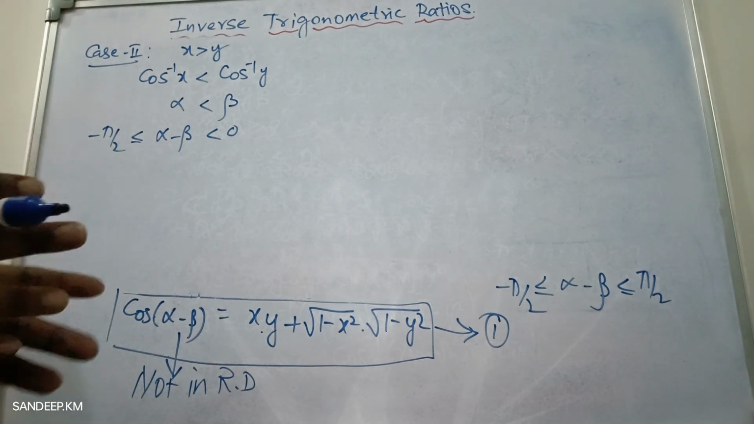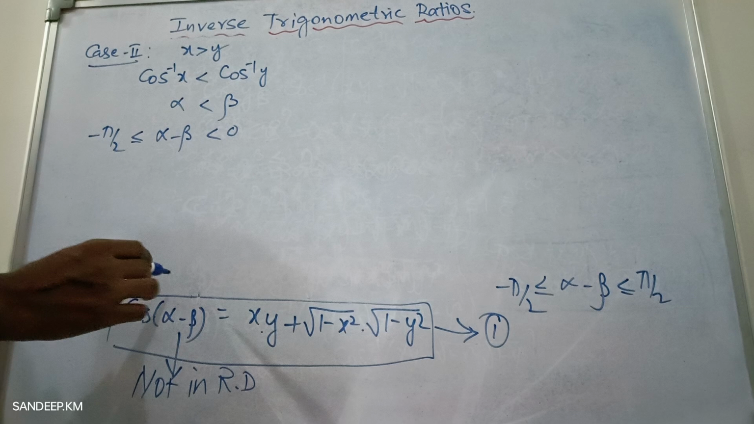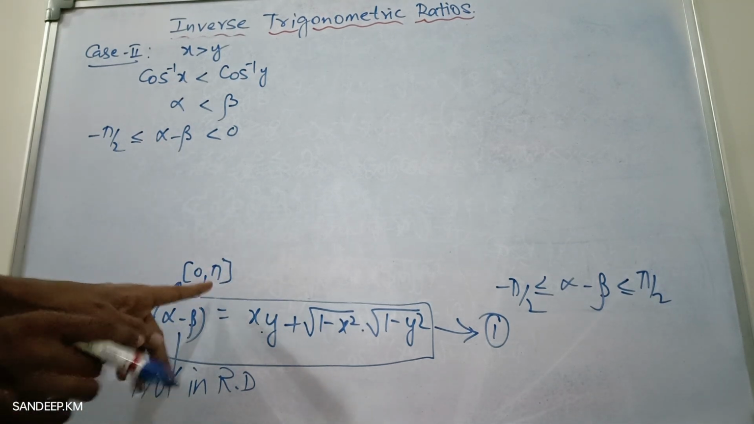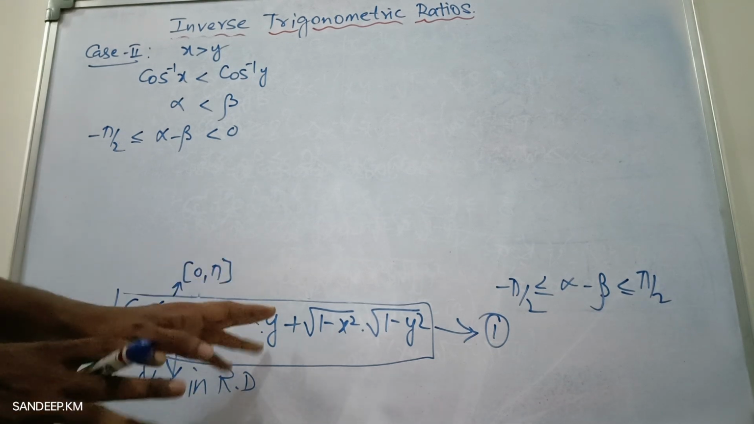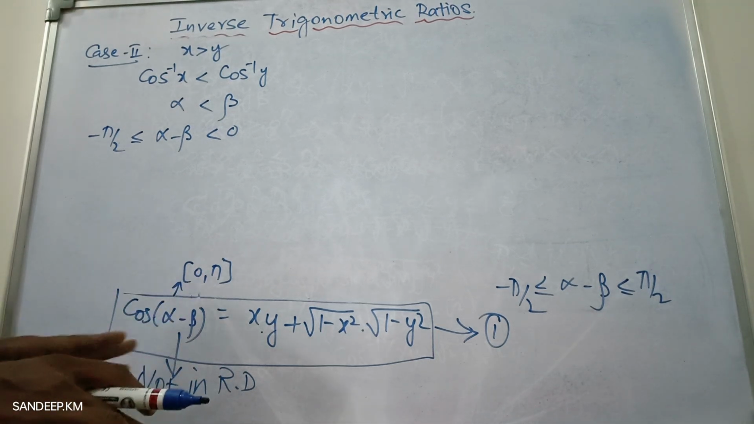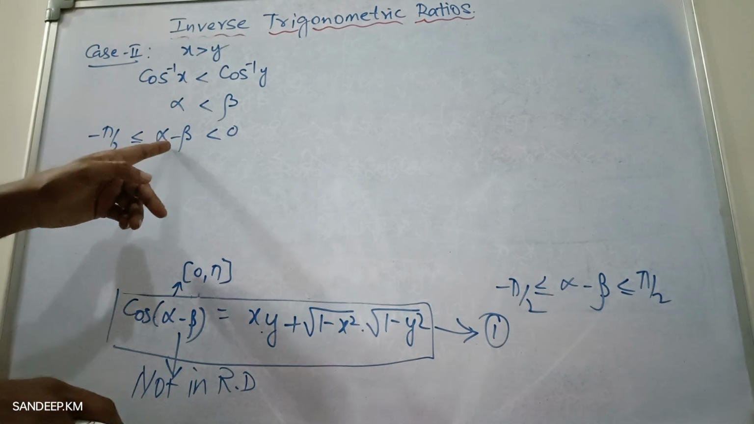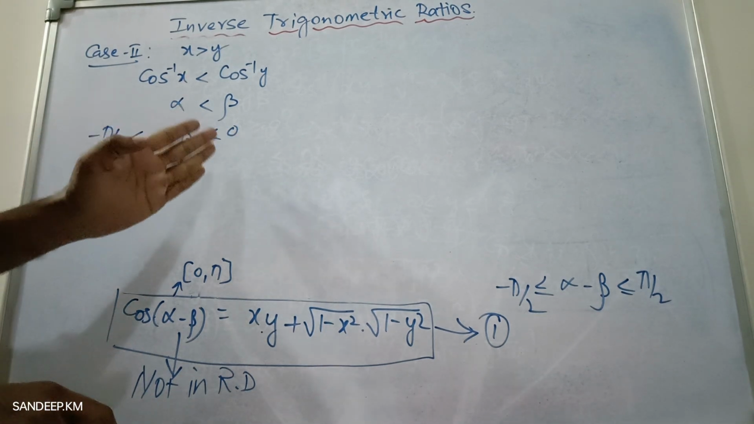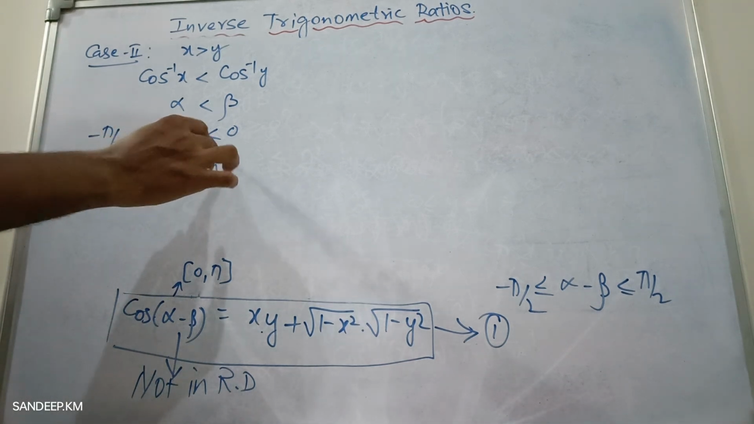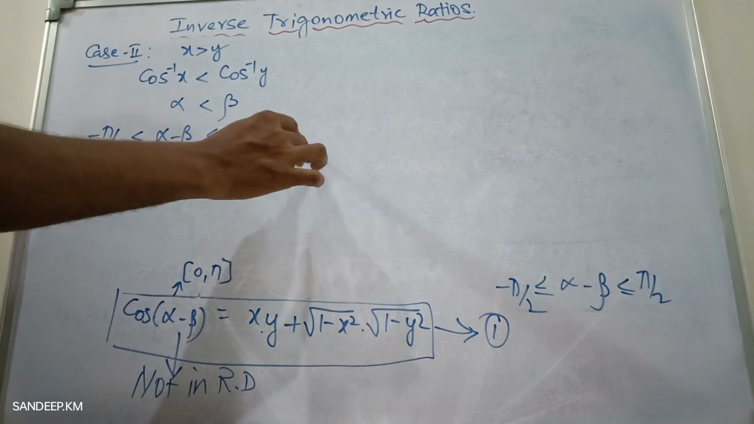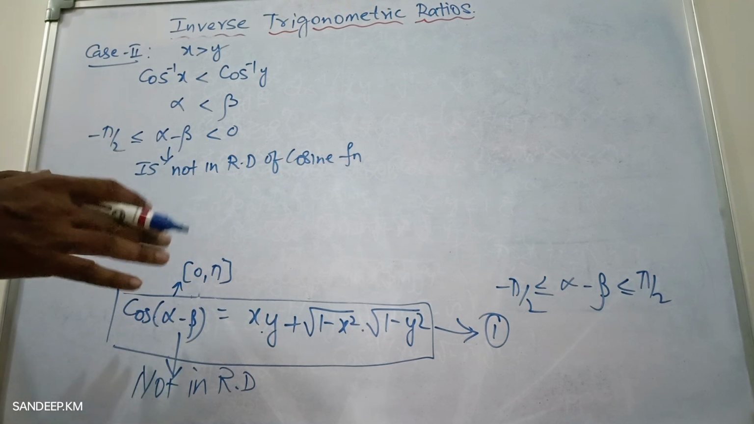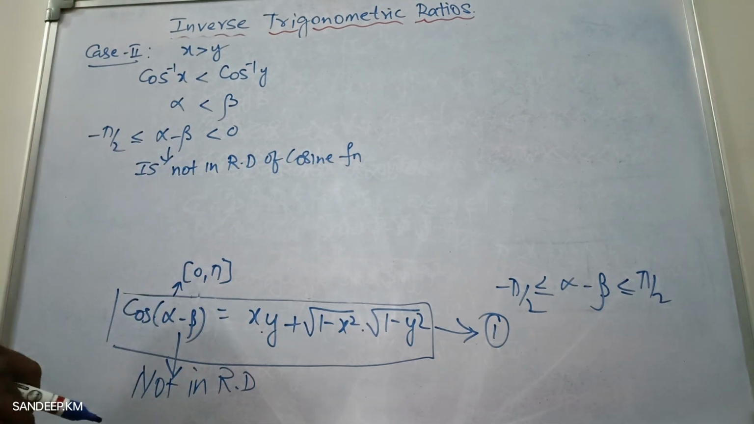And dear students, the restricted domain of cosine function is what? Between 0 and pi. If alpha minus beta is an angle between 0 and pi, I can say that cos goes to the right side, it will become cos inverse. If alpha minus beta is not an angle between 0 and pi, I cannot take cos to the right side. So come back here, alpha minus beta is less than 0, between minus 90 and 0. So alpha minus beta is not in the restricted domain of cosine function. Then what to do? The next step, what I am going to do, is very, very important. So please observe carefully.